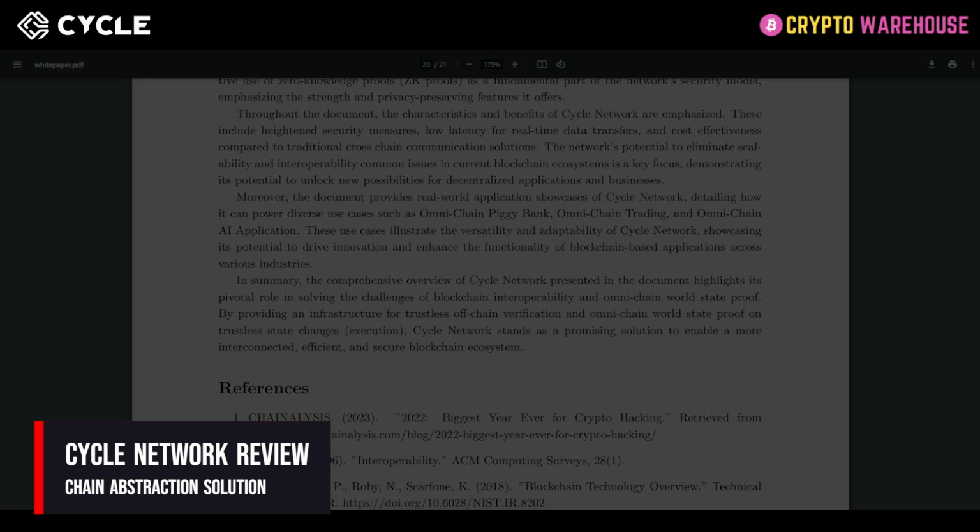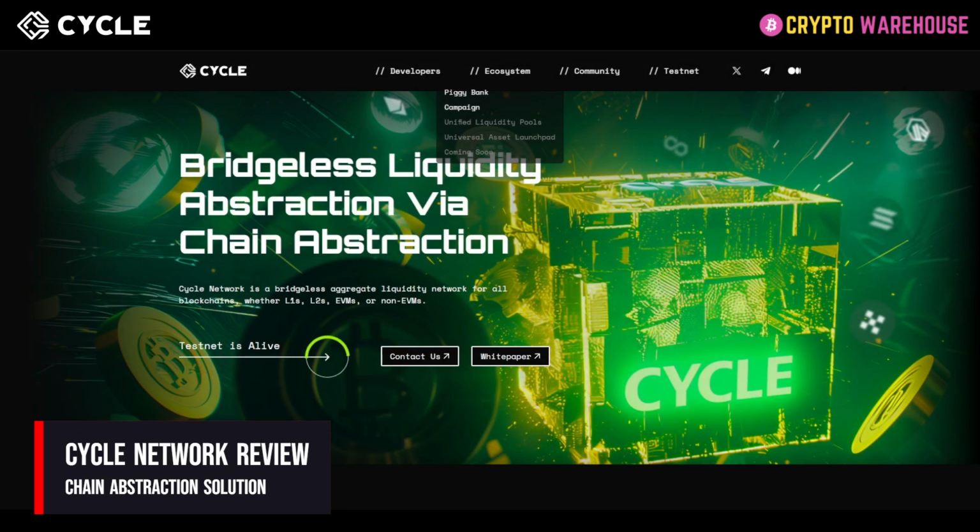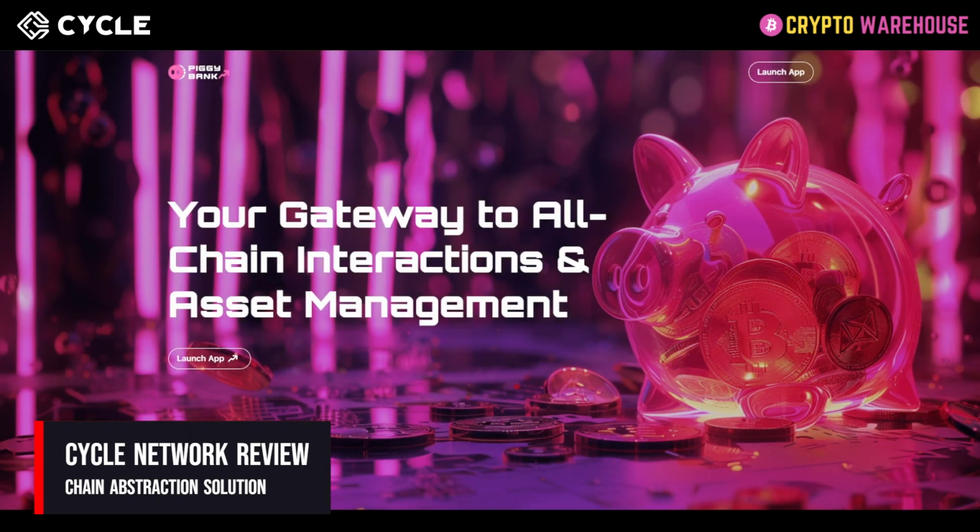Now, within the ecosystem, they have 2 live projects, the Piggy Bank and Campaign, and 2 coming soon, the Unified Liquidity Pools and the Universal Asset Launchpad. And the Piggy Bank for me has to be the shining light. I really love this concept. Now, many of you out there are crypto degens, and you will have money on MetaMask, you might have money on Polygon, you might have money on the Binance Smart Chain, you might have $1 here, $5 here, $6 here.